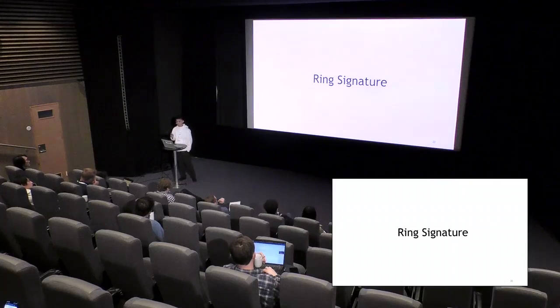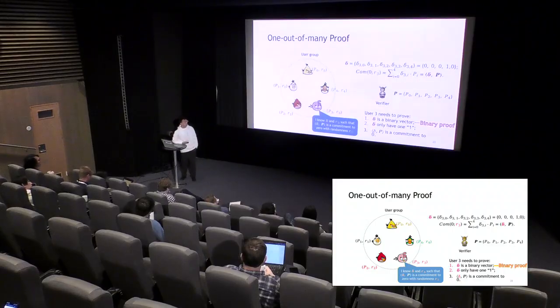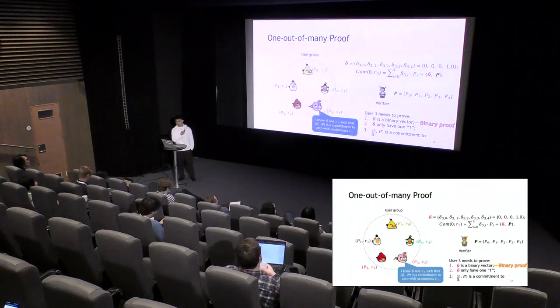Okay, so the last part is the ring signature. The ring signature is based on the one-out-of-many proofs, and similarly, the one-out-of-many proof also includes a witness as a binary vector, the delta here. The delta only contains one bit of 1, which indicates the position of the real signer in the user group in the ring.